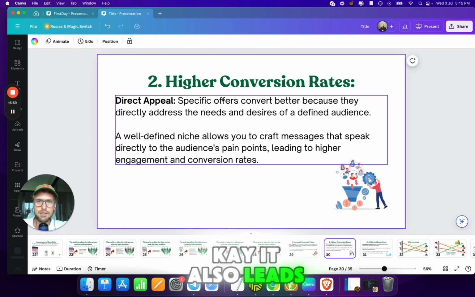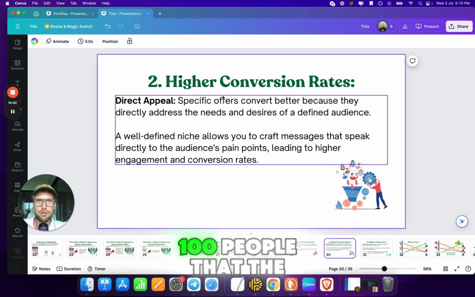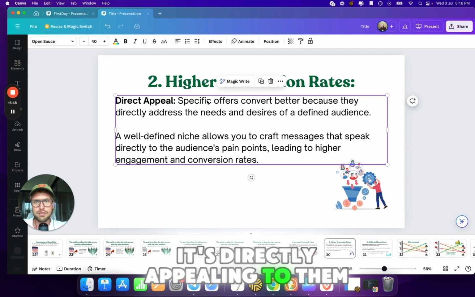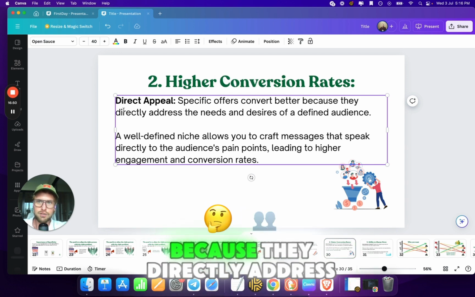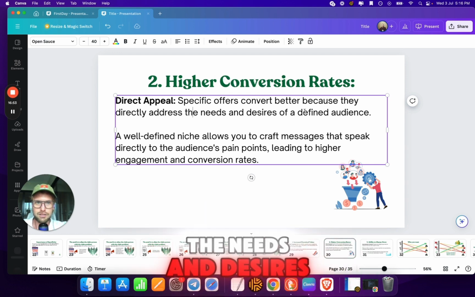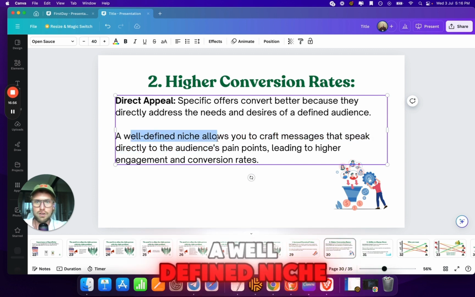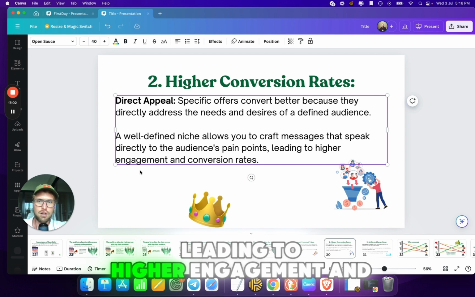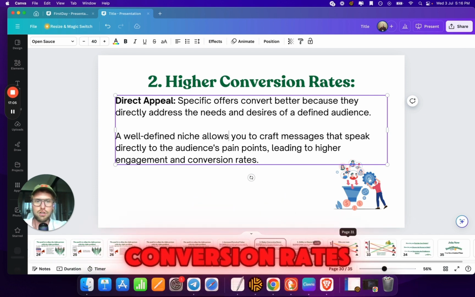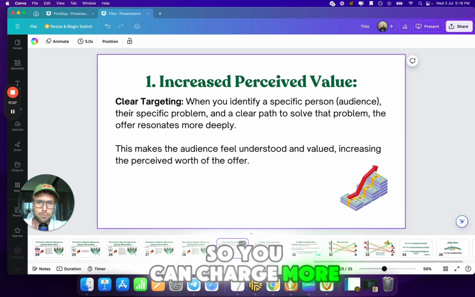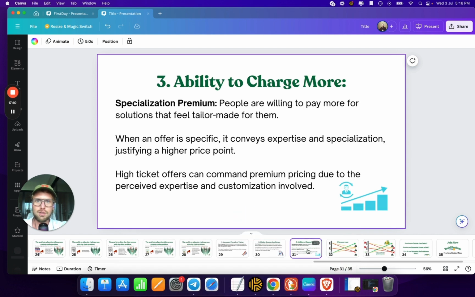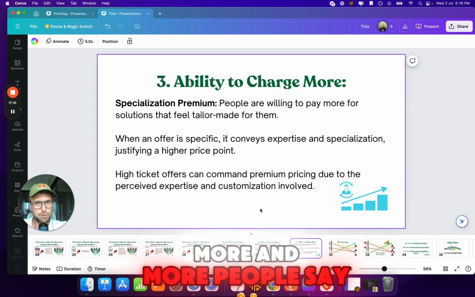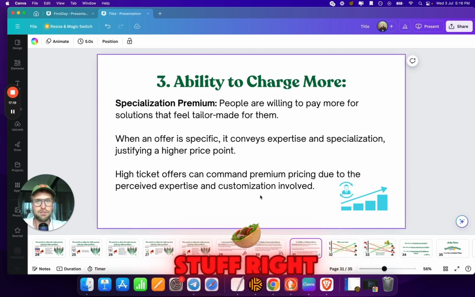Okay. It also leads to high conversion rates. So you tell 100 people the first version, you tell 100 people the second, it's directly appealing to them. Specific offers convert better because they directly address the needs and desires of a defined audience. A well-defined niche allows you to craft a message that speaks directly to that audience's pain points, leading to higher engagement and conversion rates. So it's perceived as more valuable, you get to charge more, and more people say yes, right? And you're selling the same stuff, right?